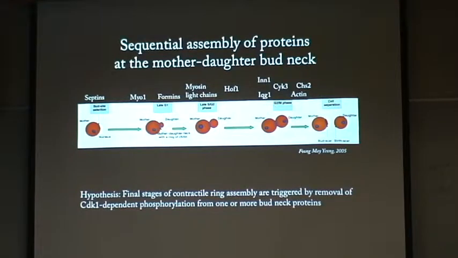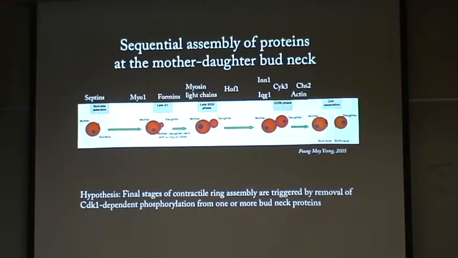Well, what we wanted to do is actually see the actin in the cell and see if we can make a change to how the phosphorylation is working that would affect where and when the actin is forming that little ring, or when the ring is contracted. But how do you see actin?